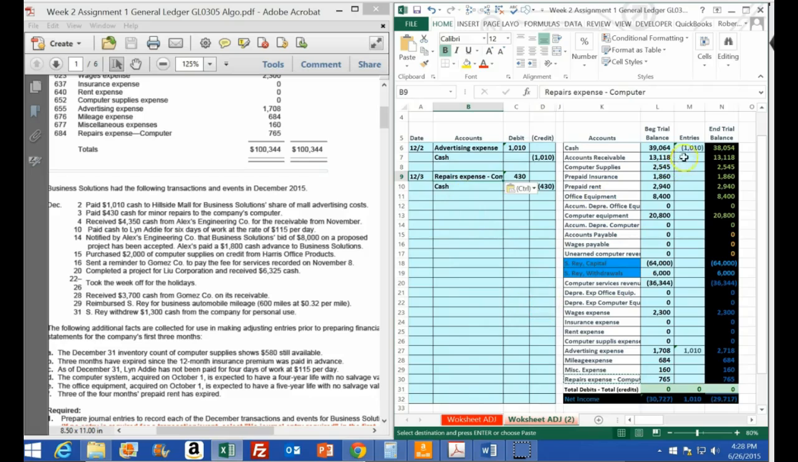I'm going to post the cash first. In order to do that, I'm going to double click on the cash. So I'm going to double click and go to the end of it. I can see that's in there now. I'm going to go to the end of it and say plus and point to the credit in cash.